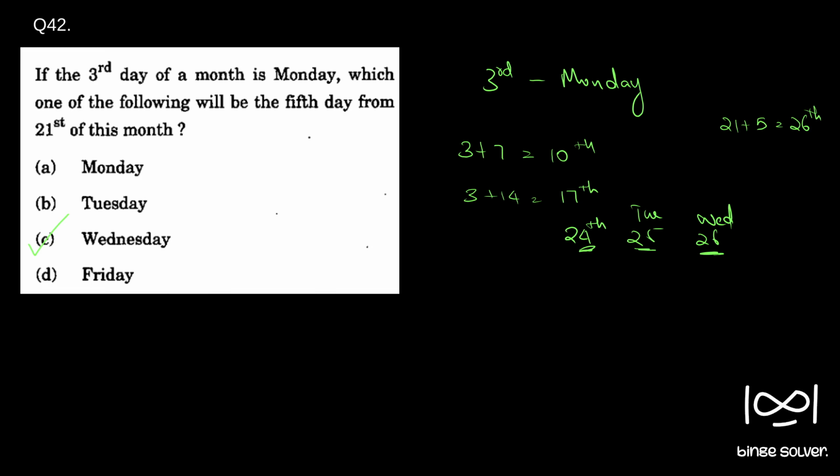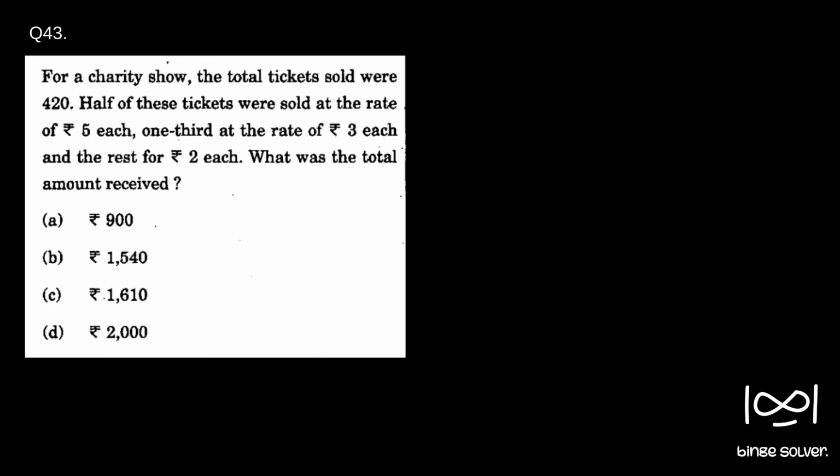Moving on to the next question, question 43. For a charity show, the total tickets sold were 420. Half of these tickets were sold at the rate of 5 each, 1/3 at the rate of 3 each, and the rest for 2 each. What was the total amount received? So 420 is the total. Tickets at 5 rupees each were half of 420, so 210. And 1/3 at the rate of 3.